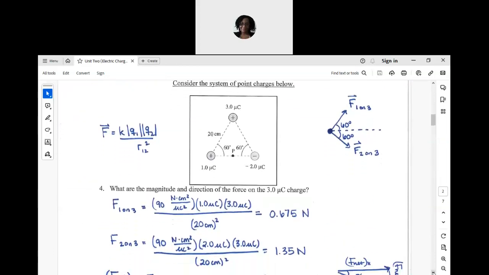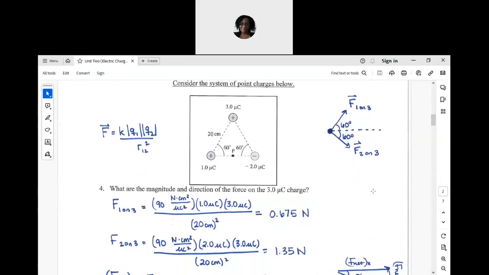The next group of questions, I'll deal with the system of point charges shown below. We have 2 positives, 1 negative, and the magnitudes are 1, 2, and 3 microcoulombs. They make an equilateral triangle, so I know all of the interior angles are 60 degrees, and the length of each side is 20 centimeters.